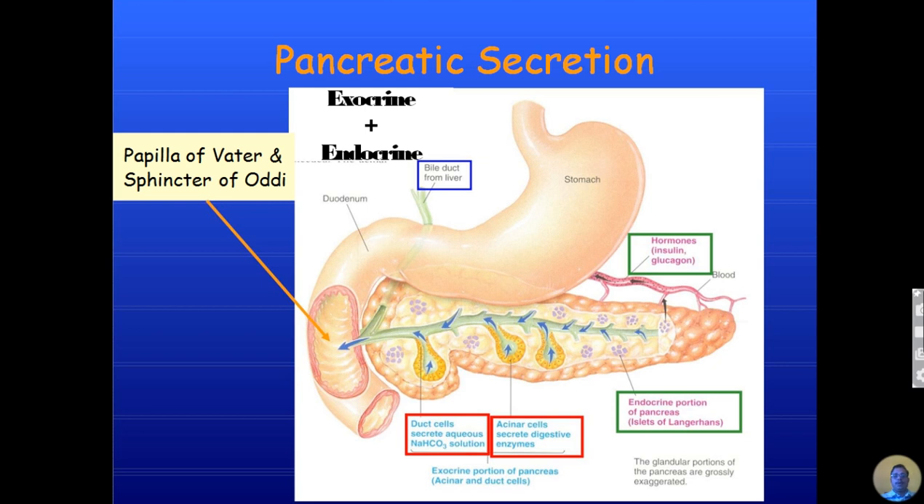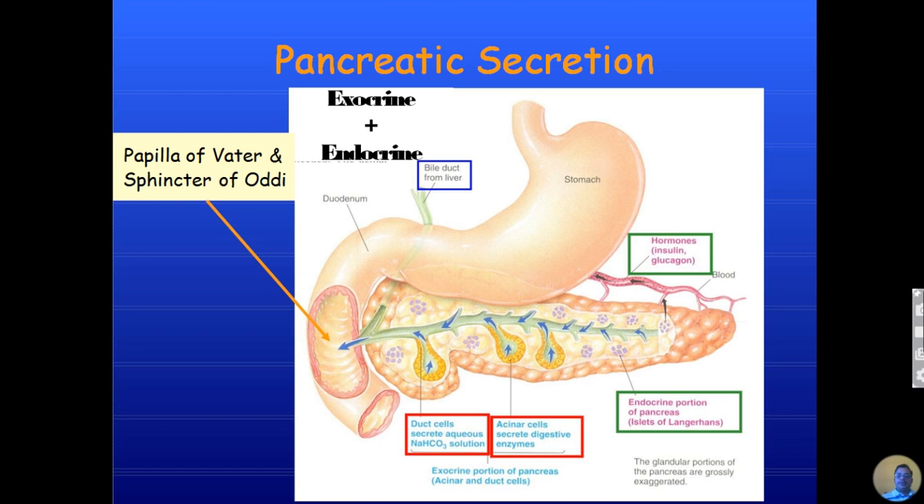So from the common bile duct, we have the bile duct from the liver which is coming and joining here, both with the pancreatic acinar cells here. So, ductal epithelial cells and the acinar cells. This is what we have learned about the exocrine part and the endocrine part.